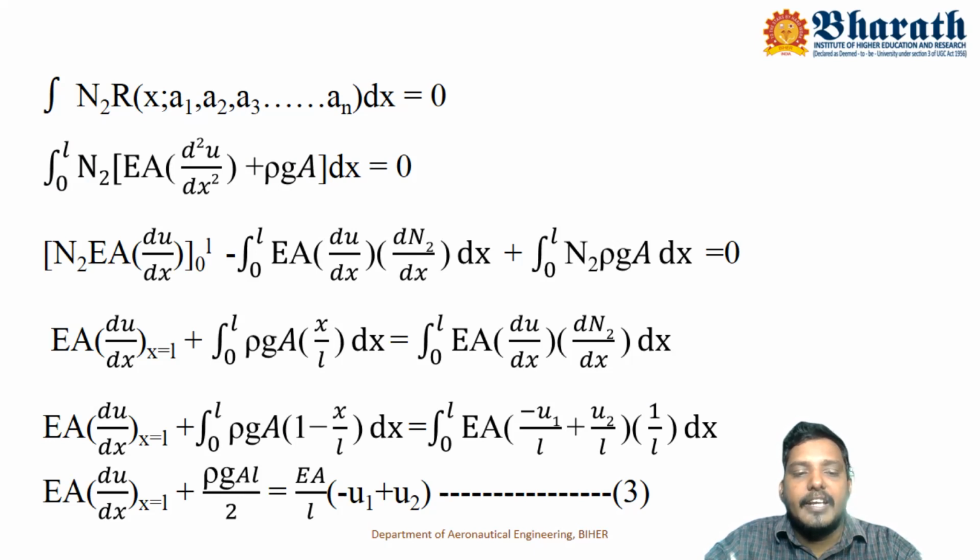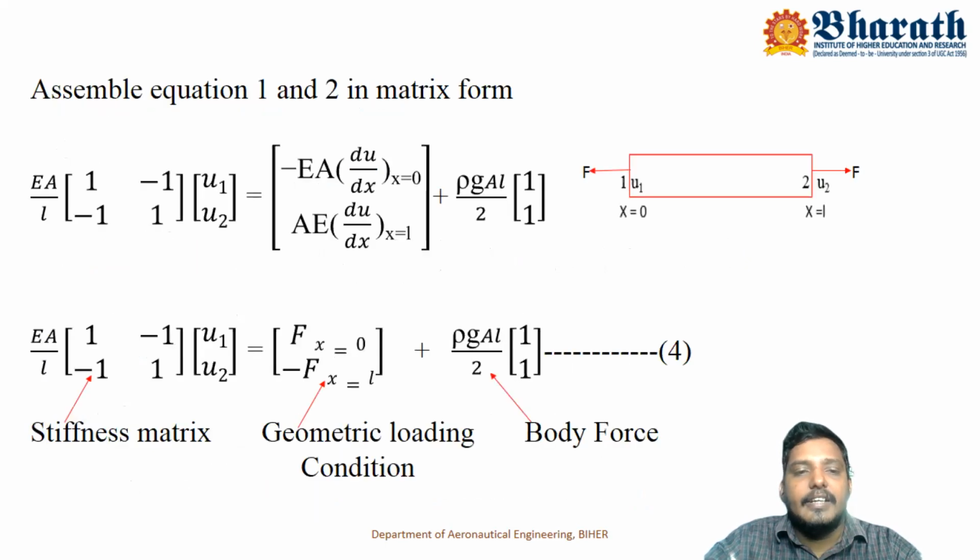EA du by dx at x equal to L plus rho g A L by 2 equals EA by L (minus u1 plus u2). We see that combining equations 2 and 3, we will get EA by L [1 -1; -1 1] of the nodal displacements u1, u2 equal to minus EA du by dx when x equal to 0, then EA du by dx when x equal to L, then plus rho g A L by 2 [1; 1].